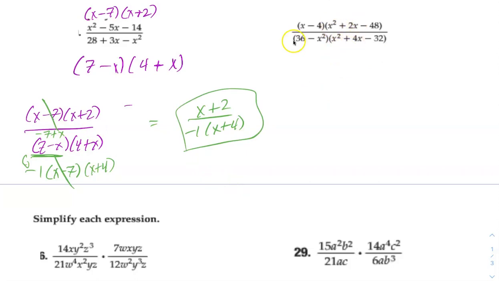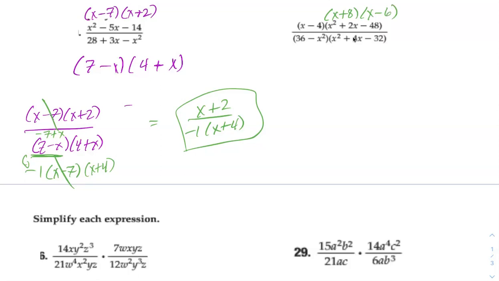We're probably going to have something similar. So x minus 4 is good. I have to reduce this. Two things that multiply to get negative 48, but add to get 2. So close together. So 6 and 8. So x plus 8, x minus 6.